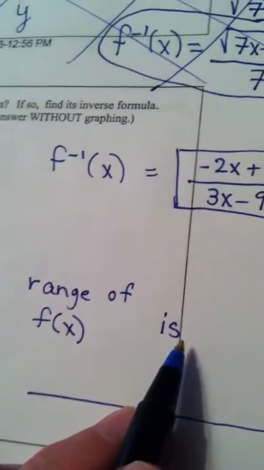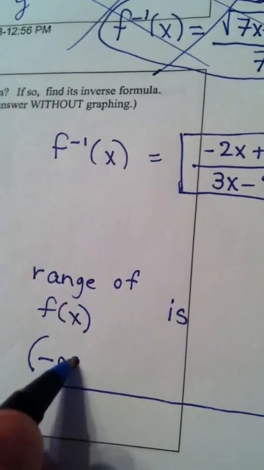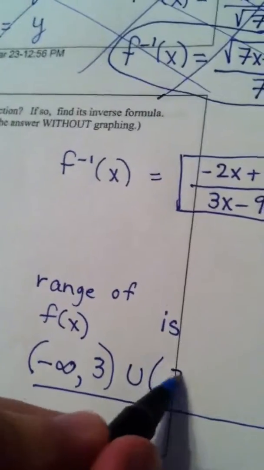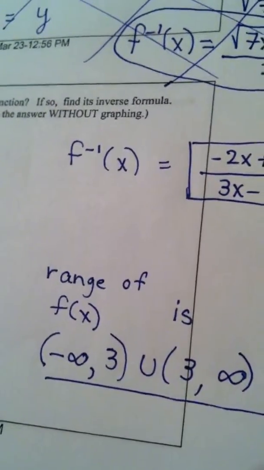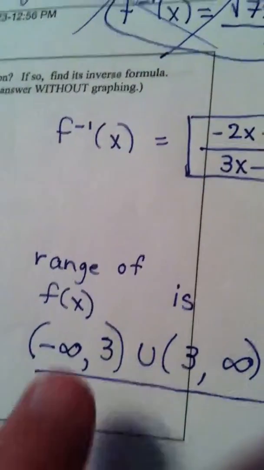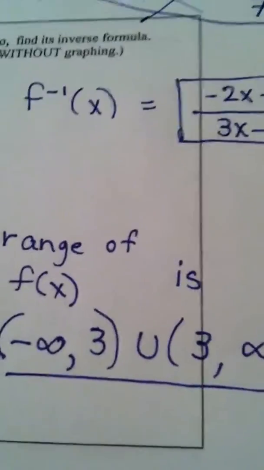So it would be all real numbers except 3, and I would write that as negative infinity to 3 union 3 to infinity. All real numbers except 3. So I hop around the number 3. All right, so a lot of stuff going on here, people. A lot of stuff that you need to spend some time practicing.